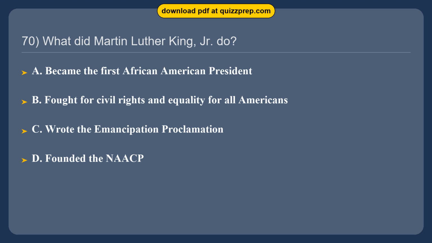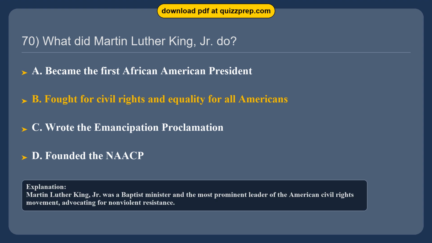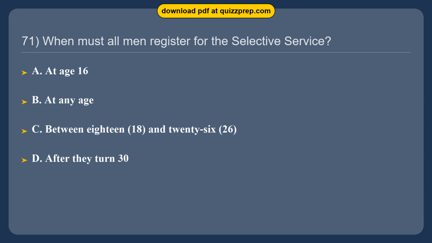Question 70. What did Martin Luther King, Jr. do? Option A. Became the first African American president. Option B. Fought for civil rights and equality for all Americans. Option C. Wrote the Emancipation Proclamation. Option D. Founded the NAACP. The correct answer is option B. Fought for civil rights and equality for all Americans. Martin Luther King, Jr. was a Baptist minister and the most prominent leader of the American civil rights movement, advocating for nonviolent resistance.